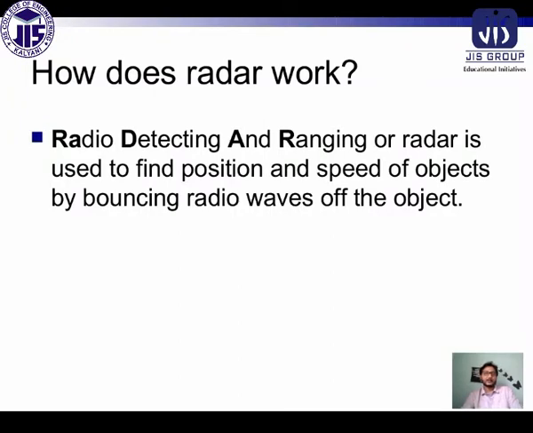Then comes radar. How does radar work? Radar means radio detecting and ranging, and it is used to find the position and speed of objects by bouncing radio waves off the object. So this is another application of electromagnetic waves, as radar.